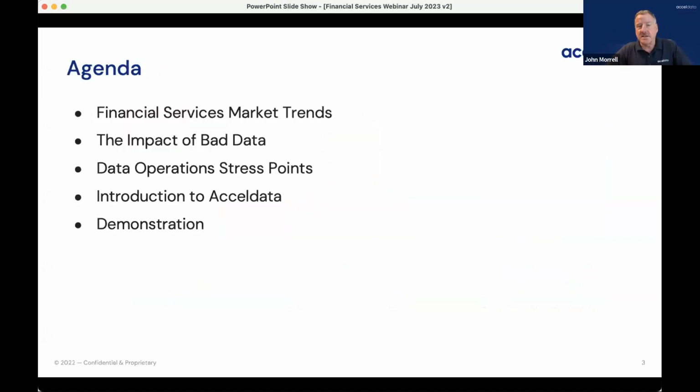As Loretta mentioned, our agenda today is that Chris and I are going to talk a little bit about some of the trends that are going on, what happens when you have things like bad data in your data supply chain, and some of the data operations stress points that we're hearing about from our customers. Then we'll talk a little bit about who Acceldata is, and then Joe will get into the meat of it and actually demo our product and show you some specific use cases in terms of how you can maximize your data reliability with Acceldata.